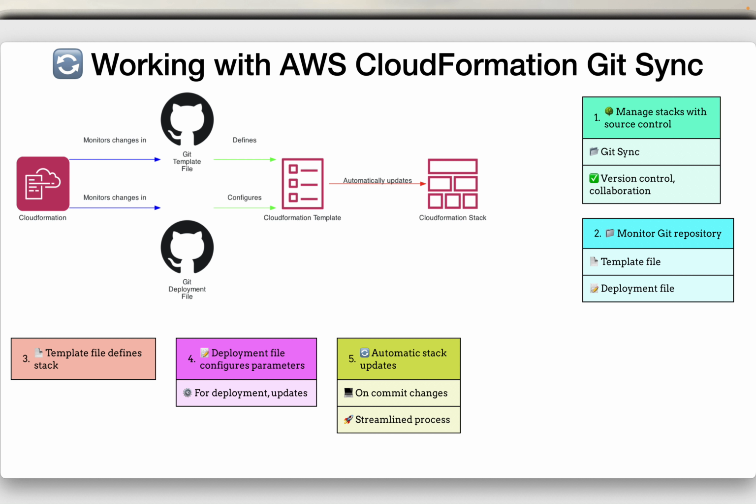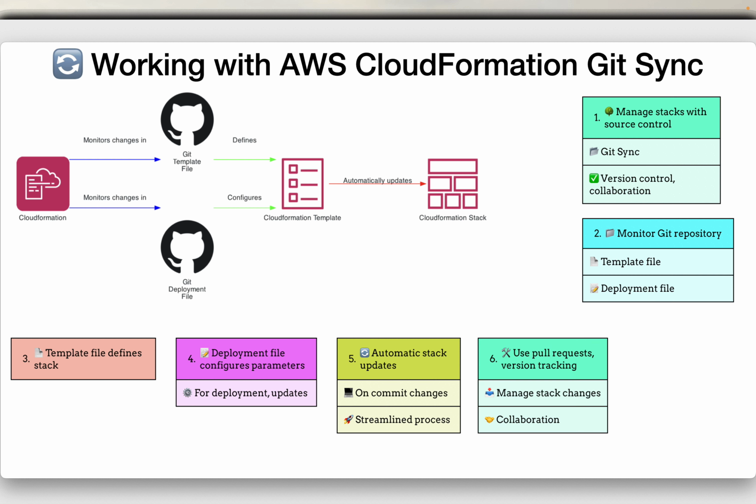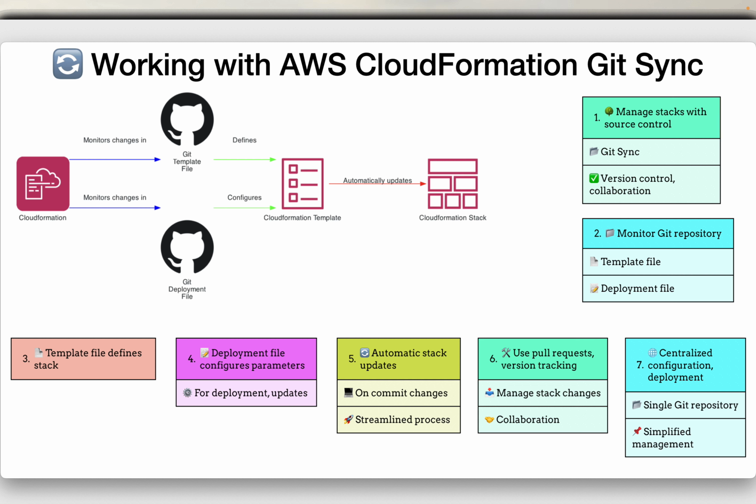When changes are committed to the template or deployment file, CloudFormation automatically updates the corresponding stack, streamlining the whole update process. With Git sync, developers can leverage pull requests and version tracking capabilities of the Git repository for managing stack changes and collaborating effectively. So Git sync allows for centralized configuration and deployment of stacks from a single Git repository, simplifying the whole management process.